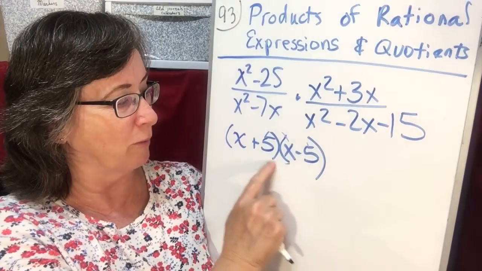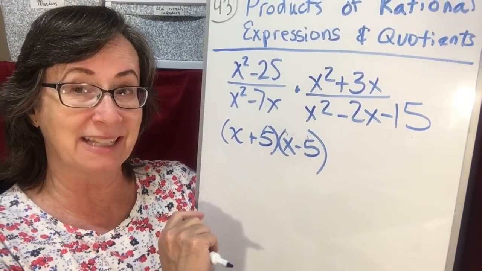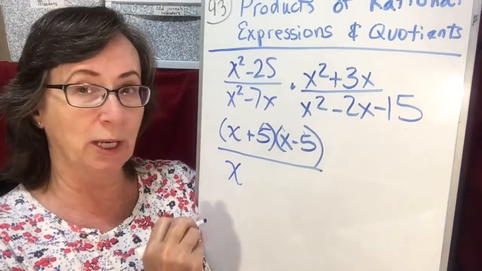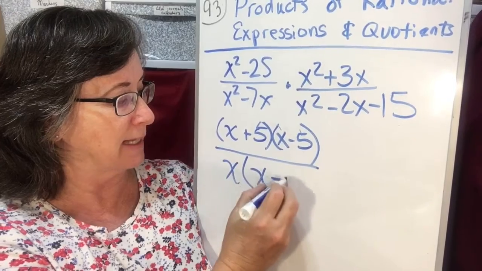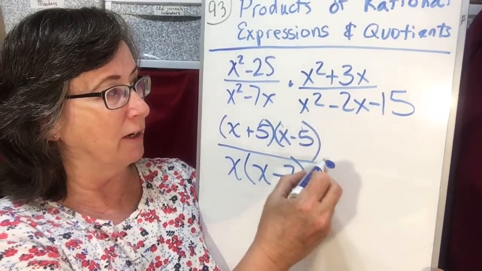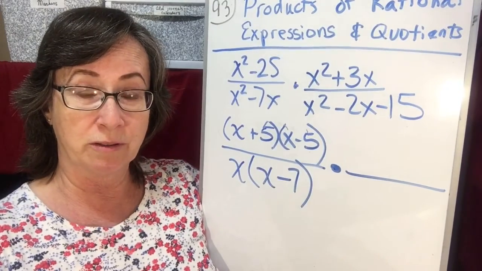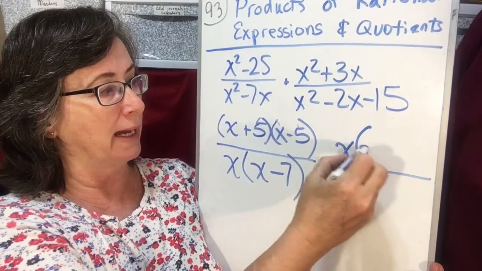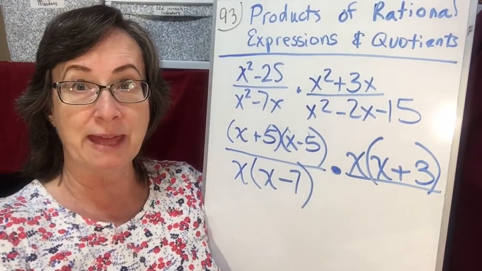Okay, so now we're going to factor the denominator. And the denominator has a greatest common factor. The greatest common factor is x. So we're going to pull an x to the front. X squared divided by x is x. Negative 7x divided by x is negative 7. And we're done with that one. So now we're going to come over here and we're going to factor the numerator on the right, which is also going to have a greatest common factor of x. And x squared divided by x is x, and 3x divided by x is 3. And we're done with that one.